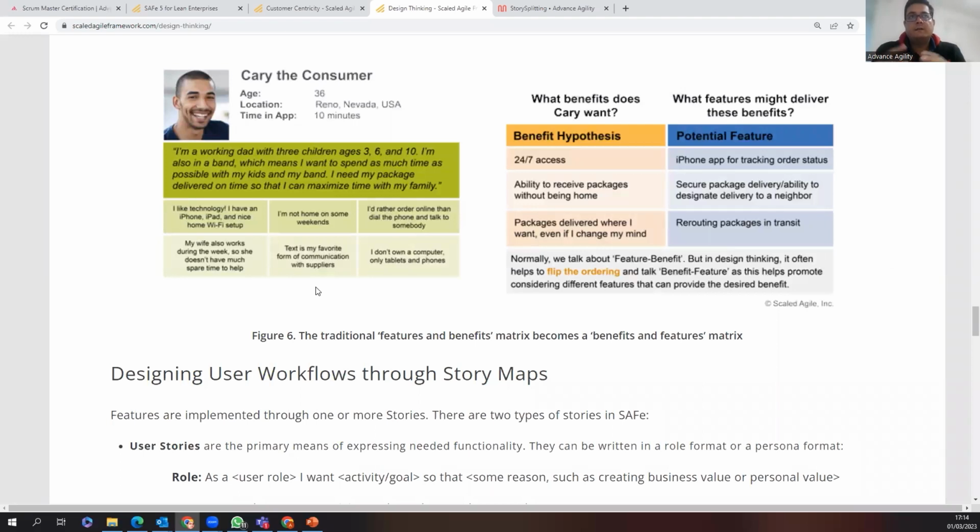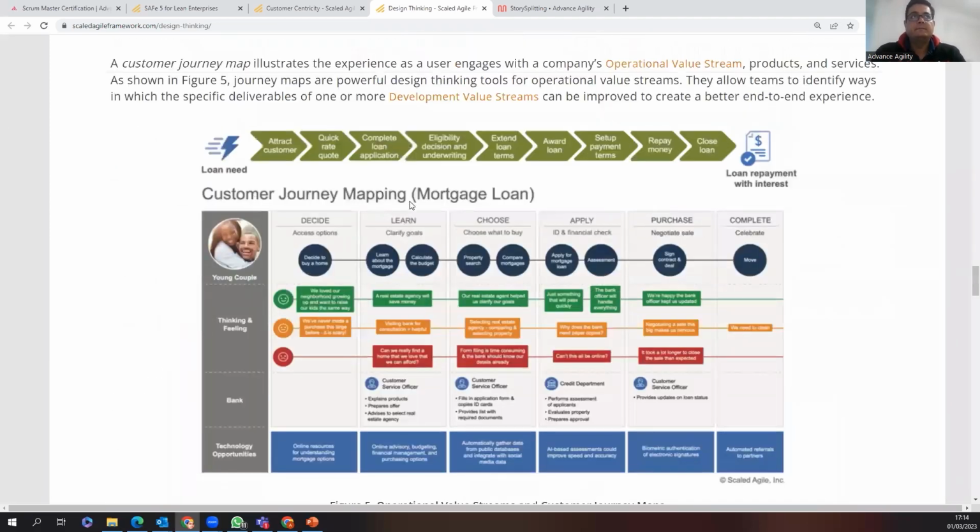So these personas are created with the help of empathy mapping, and they help us in identifying our further features or stories. Another design thinking technique is journey maps. The customer journey map illustrates the experience a user has with a company's operational value stream. For example, here is an example of a mortgage. A young couple needs a loan, and the loan is repaid with interest. That is the end goal. So idea to value, concept to cash. The first step is to attract customers, then a quick rate quote, complete the loan application, and so on.